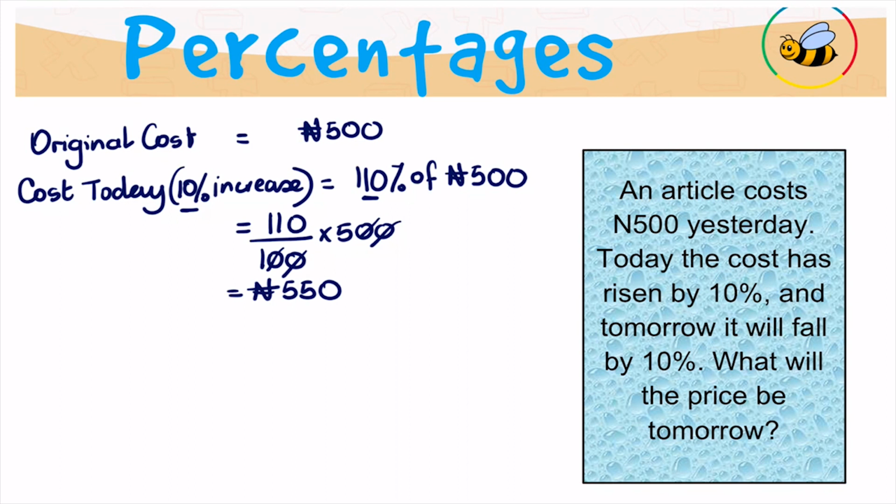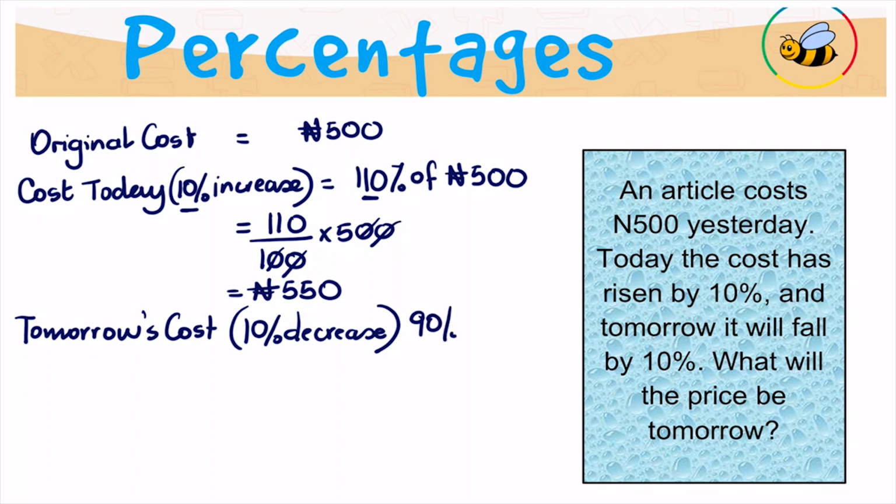Then we are told that tomorrow it's going to fall by 10%. So tomorrow's cost, after a 10% decrease, remember, a 10% increase was 100 plus 10, that is 110%. Therefore, a 10% decrease will be 100 minus 10, which will be 90% of 550 naira. Not 90% of 500, but 90% of 550, because this is the current price that has now reduced by 10%.